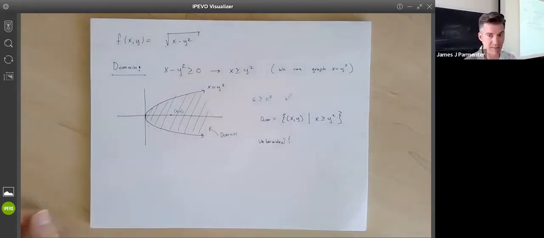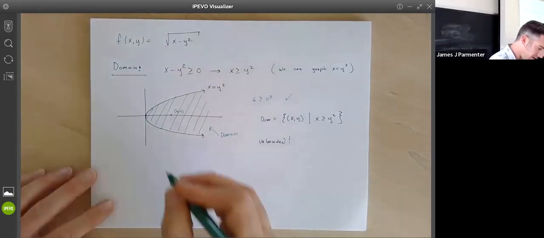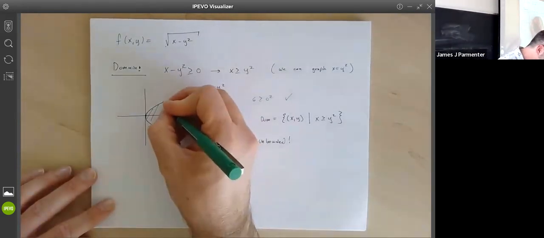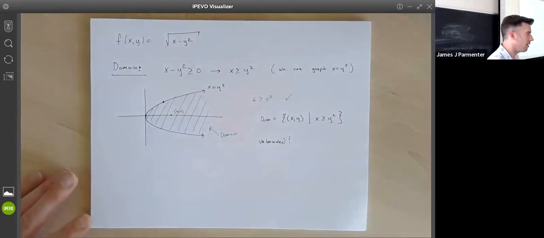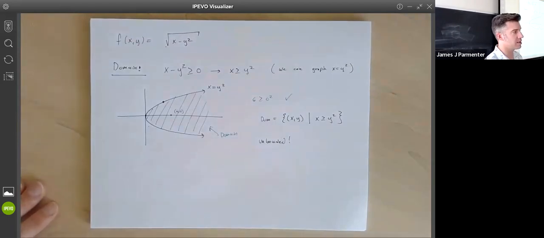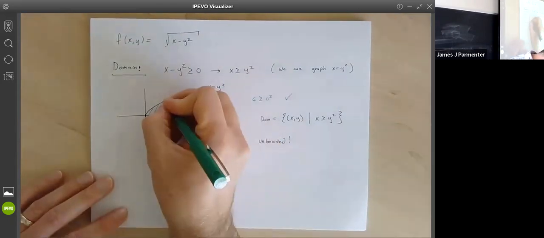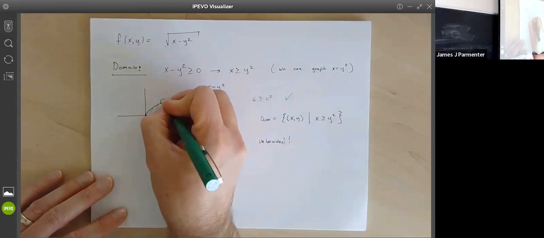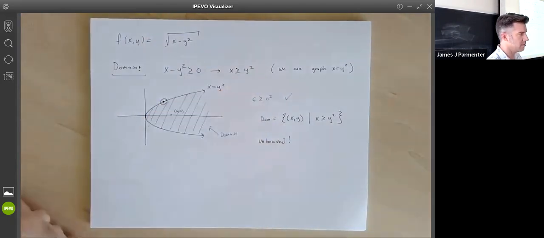Let me show you. Here's a point that's in the domain, right there on the boundary. Can I make a little circle around it that's still included completely in the domain? Is every point in that circle also in the domain? No. So it's not open.